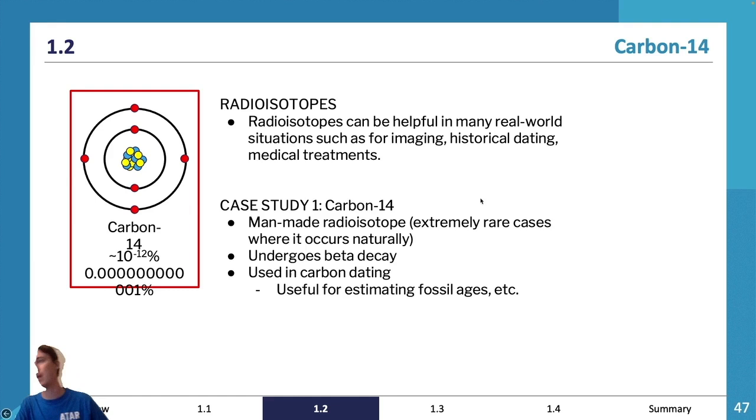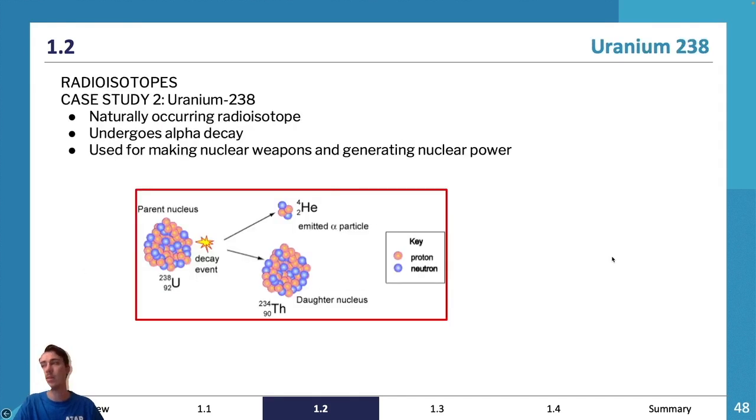Carbon-14 is a man-made isotope, so it's extremely rare for it to occur naturally. It undergoes beta decay and is used in carbon dating, so it's useful for estimating fossil ages. As it says man-made, it's because it comes from fossils, it comes from humans. So it is sort of still occurring naturally, but one of those things.